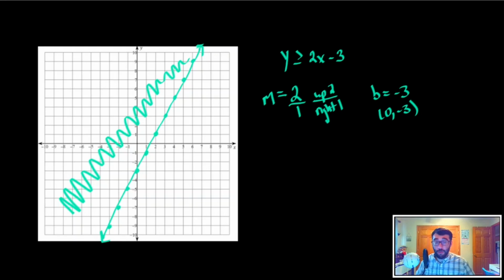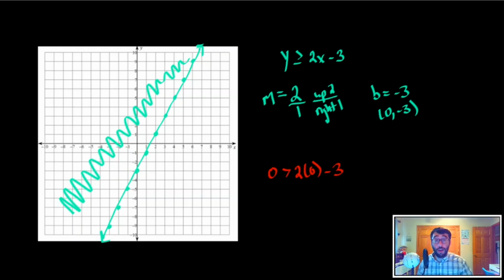Now, if that's a little difficult, because I know some people struggle visually seeing what is above and what is below, in that case we can just plug in any point that's not on the actual line, plug it right into the inequality and see if it works or not. So for example, (0, 0) is not on the line, so I'm just going to plug in the point (0, 0), so 0 for y and 0 for x. And if this is true, then I'm going to shade where the point (0, 0) is, which is in this region right here.